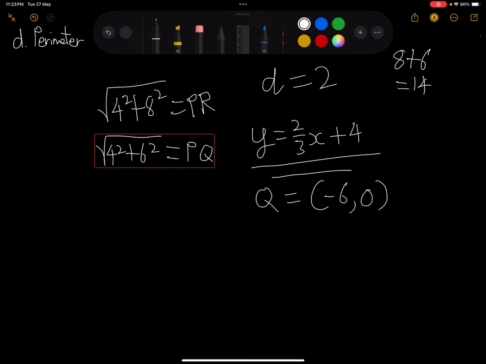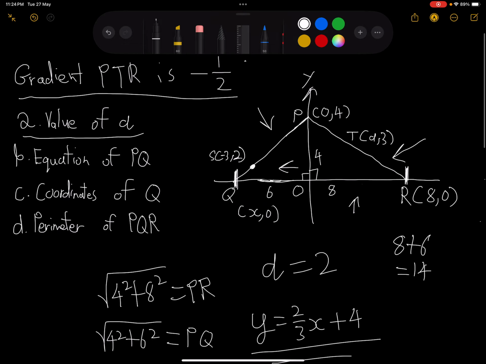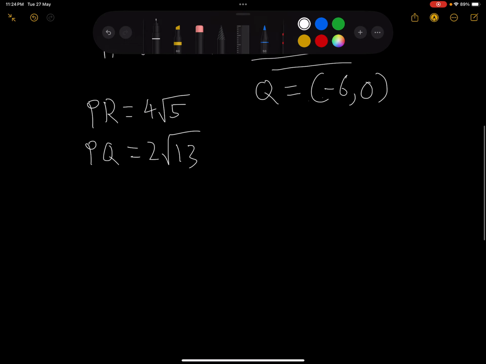So let's use a calculator to find PR, which equals 4 times square root of 5. We'll be writing it like this so that we get the final answer to be as accurate as possible. I advise doing this during your tests. It helps out a lot. PQ is 2 times square root of 13.